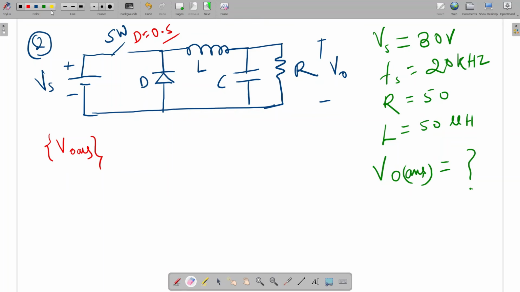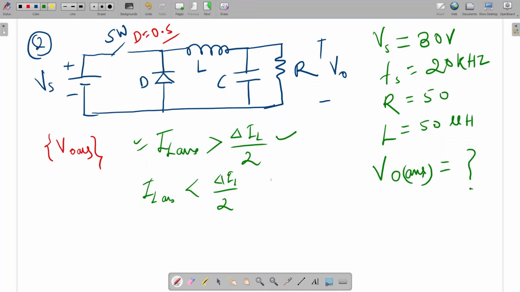So first what we should do, see if it is a 1 mark question, then we can directly tick. But for a 2 marks question, we should first check whether it is continuous or discontinuous conduction. So how we can check? First, find the critical resistance. So IL average should be greater than delta IL by 2. This is the rule for continuous conduction. If IL average is less than delta IL by 2, then the converter is working in discontinuous conduction. So I'm going to draw the waveform.